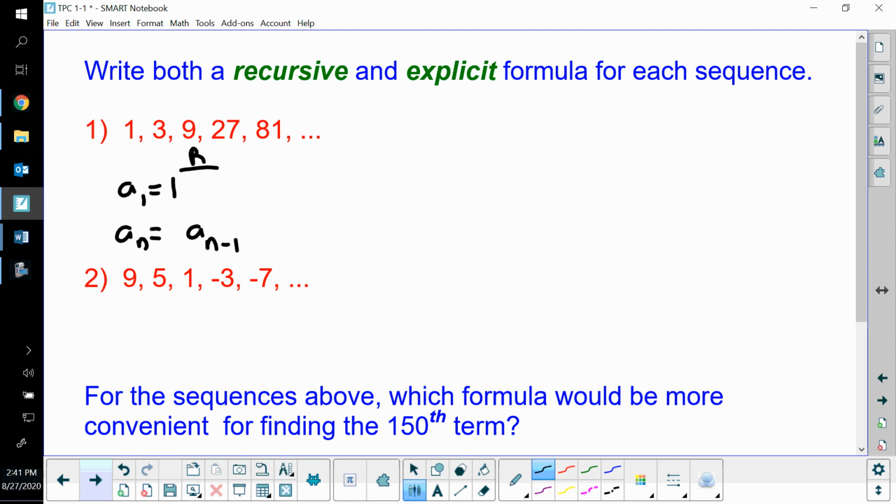Well, now see what your pattern is. 1 to 3, 3 to 9, 9 to 27. What's happening each time to go from one to the next? Hopefully you're recognizing that we multiply by 3 each time.